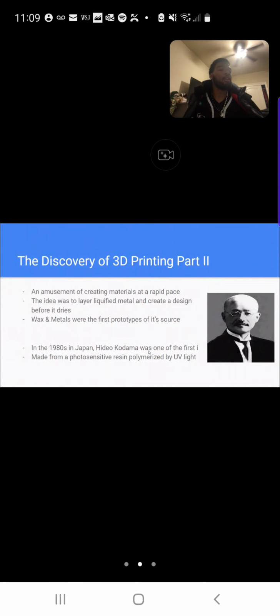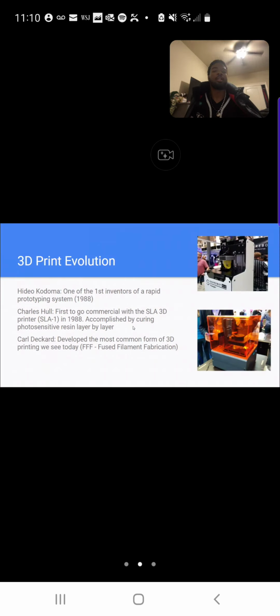And then we had the discovery of 3D printing part two. It all started with an amusement of creating materials at a rapid pace. The idea was to layer liquefied metal and create a design before it dries. Wax and metals were the first prototypes of its source. In the 1980s in Japan, Hideo Kodama was one of the first inventors, and he did this by making it from a photosensitive resin polymerized by UV light. Next slide, please. Thank you.